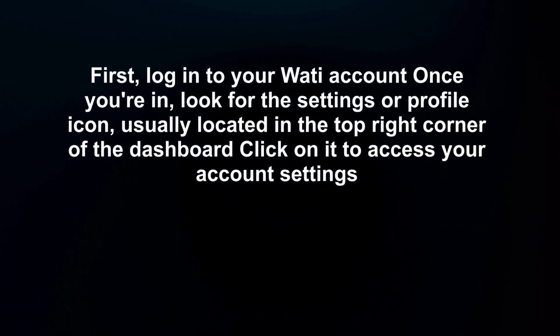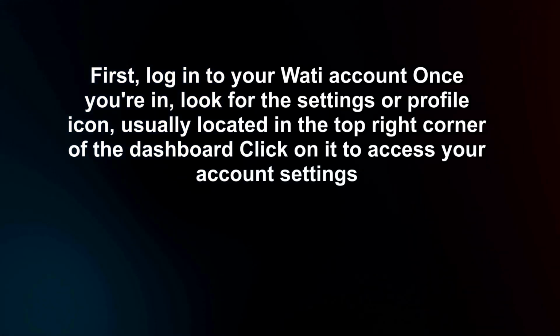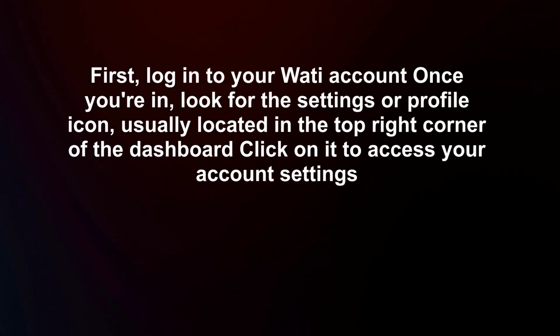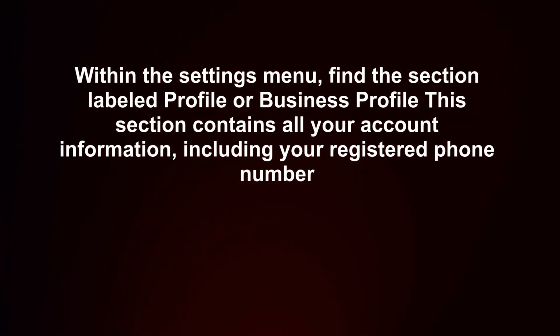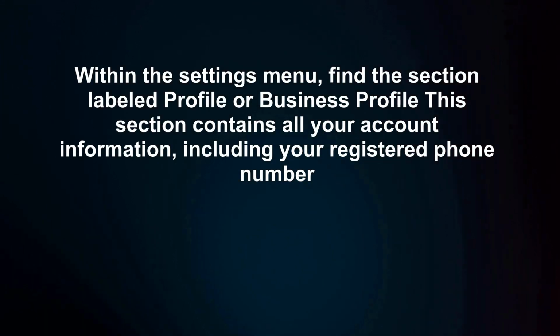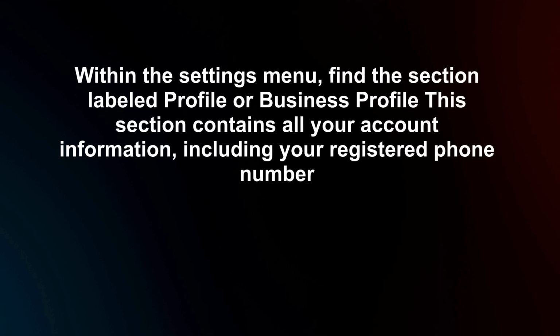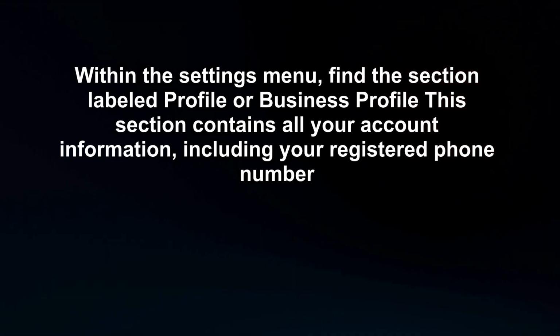Once you're in, look for the settings or profile icon, usually located in the top right corner of the dashboard. Click on it to access your account settings. Within the settings menu, find the section labeled Profile or Business Profile. This section contains all your account information, including your registered phone number.